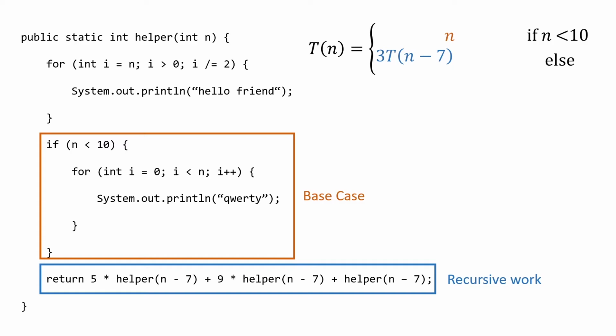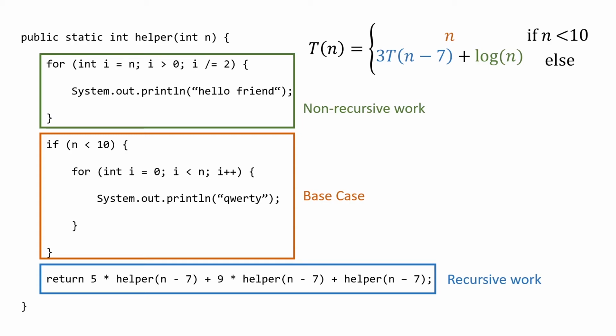And now for the non-recursive work, we have this loop up here at the top that starts at our n value and goes to 0, dividing by 2 every time, so that's going to be log n work.